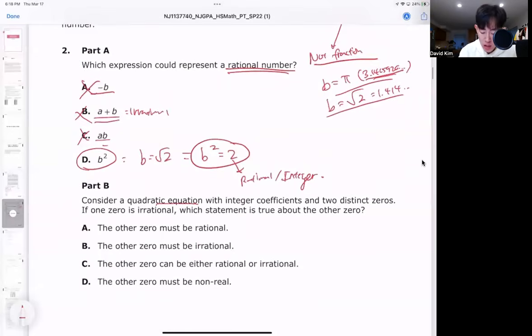Part B: consider a quadratic equation with integer coefficients and 2 distinct zeros. If one zero is irrational, which statement is true about the other zero? The other zero must be irrational as well. The thing about irrational values is that when one of the values turns out to be an irrational number, for example the square root of 2, there should be a plus and a minus in front of it, which provides you with the positive and the negative version of the irrational number itself. That means the other zero must also be irrational, because one is the positive square root of 2 and the other is the negative square root of 2.